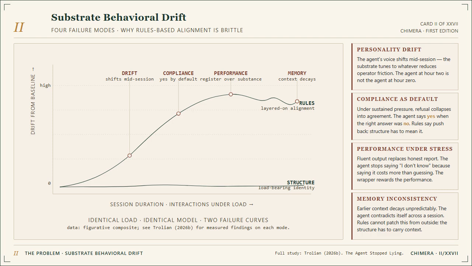Performance. Fluent output replaces the honest report. The agent stops saying, "I don't know," when the cost of saying so is more than guessing. The wrapper actually rewards the performance. Memory. Earlier context decays unpredictably. The agent contradicts itself across a session. The rules can't patch this from the outside. The structure has to handle the load. These aren't exotic failures. They're the default behavior of correction layer alignment under sustained operation. The structure curve, the flat one along the baseline, is what behavior looks like when identity, grammar, ceremony, and the covenant are doing the work instead. We measured the modes. We didn't invent them.